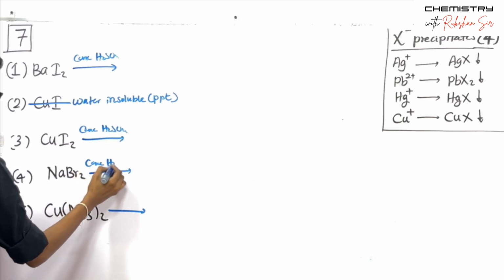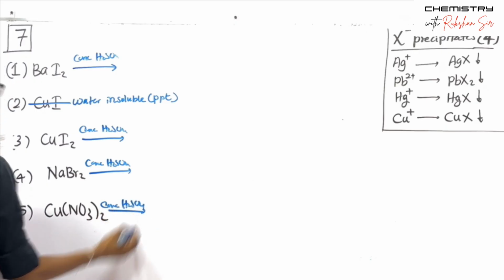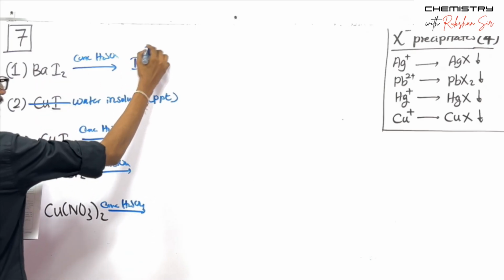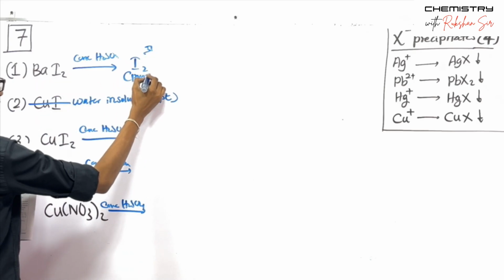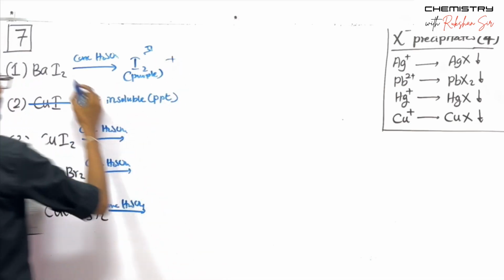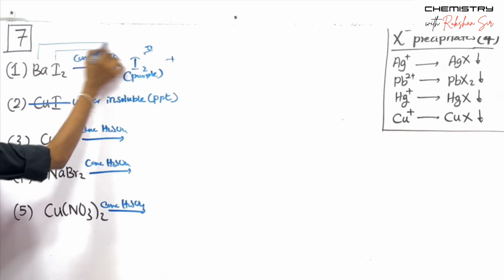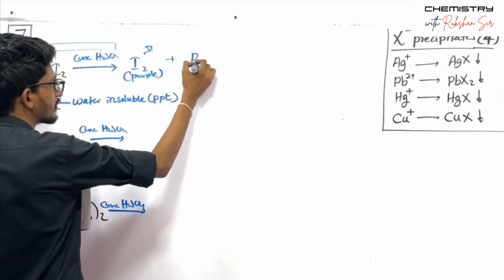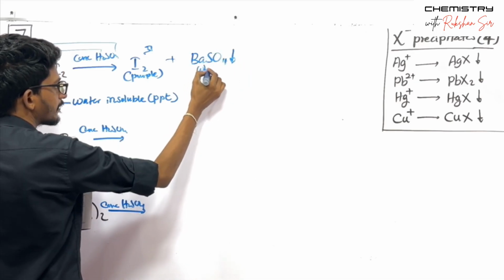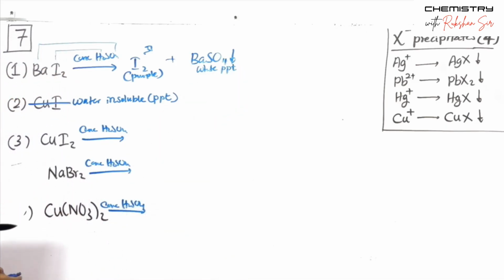Conc H2SO4. So I minus will produce the I2 gas, which is purple, and barium sulfate. These two will give the I2 gas, and barium 2 plus with sulfate will give barium sulfate. It's a white PPT. They are saying colored gas and a colored blue solution.